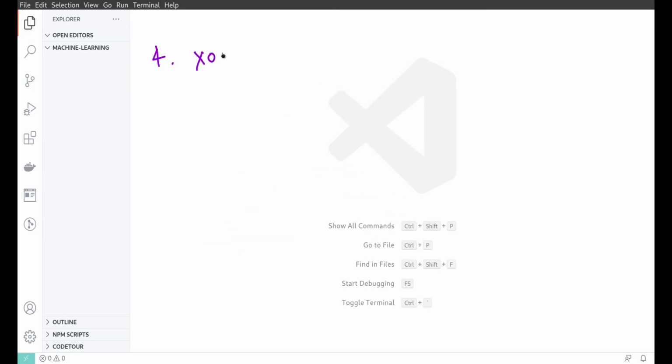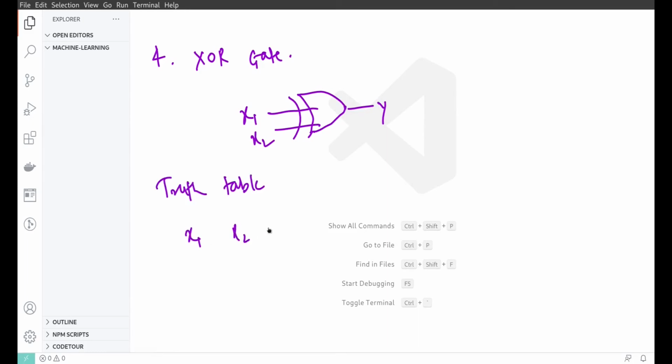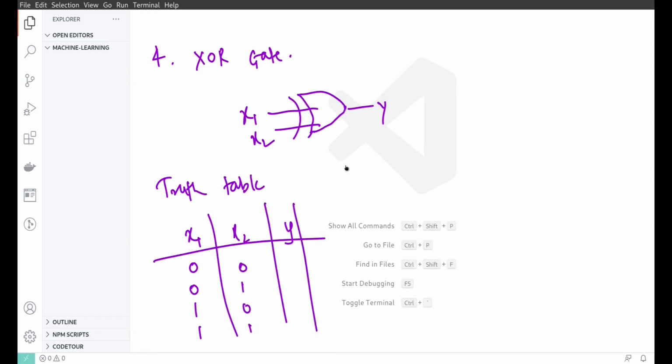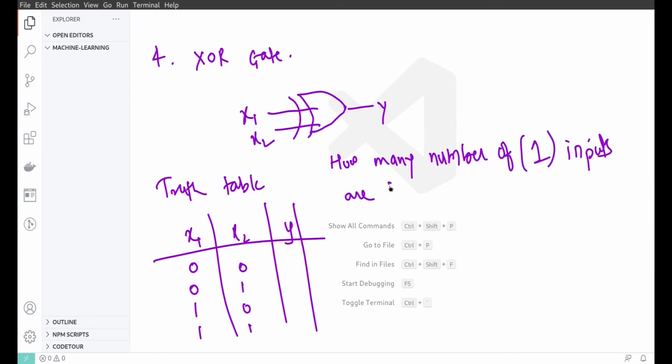Now let us look at the XOR gate. The XOR gate takes two inputs x1 and x2 and provides one output. The truth table is x1, x2, y, and all possible combinations are written. The thing about the XOR gate is how many 1 inputs there are.